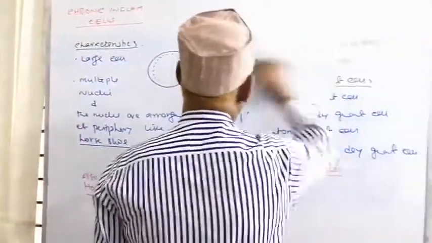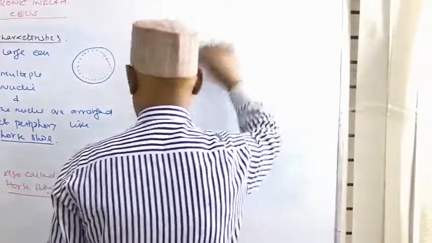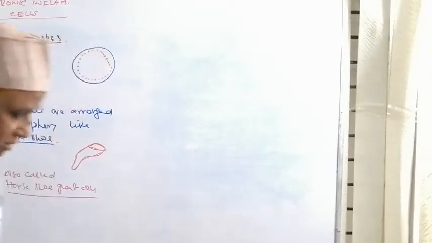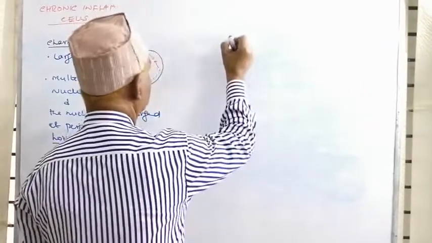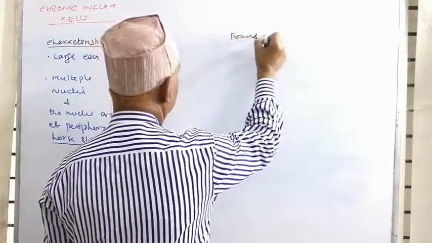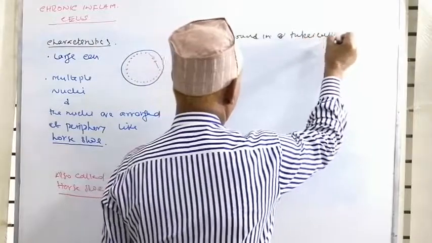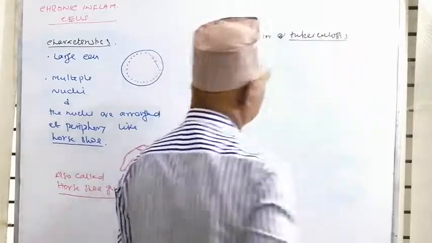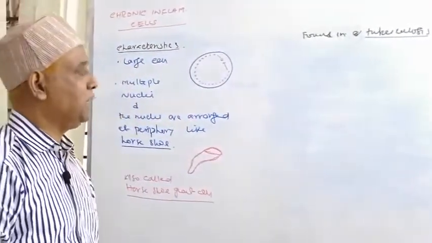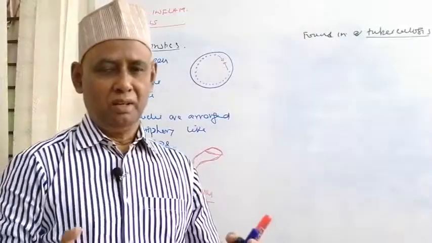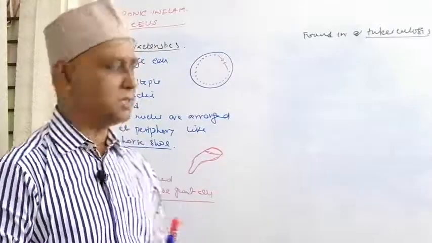So now come to in which type of inflammation we can get Langerhans type of giant cell. This type of giant cell is found in tuberculosis. So at the site of tuberculosis, either pulmonary or extrapulmonary site, if we examine under microscope, we can get caseous necrosis. At the same time, we can get Langerhans type of giant cell.